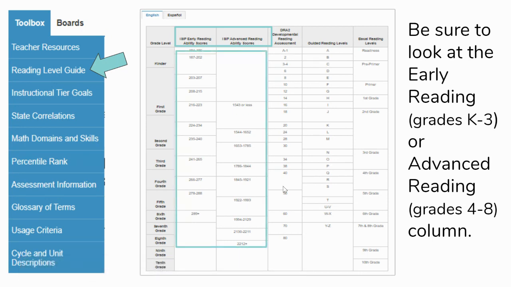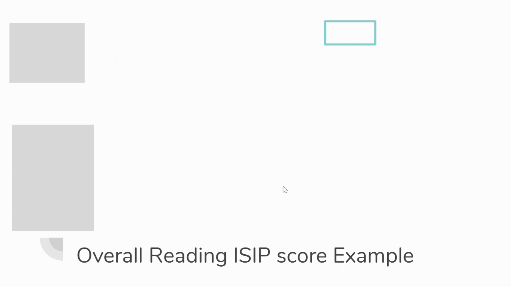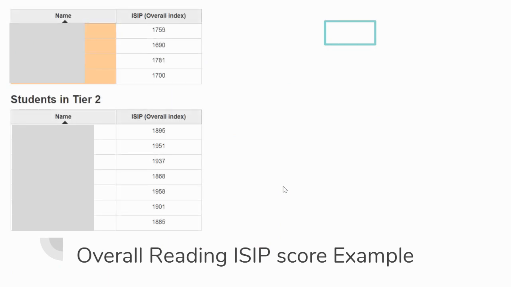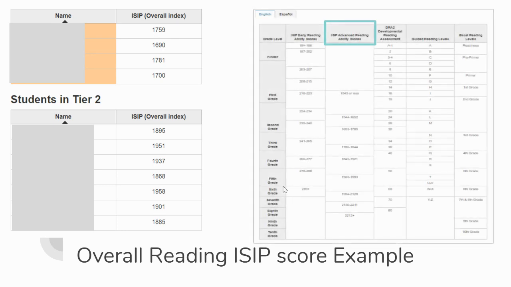So what you would do is look at your student's ISIP score, that overall reading score, and then match it to the guided reading level to the right using this chart. We'll look at an example. So here's an example of students and their ISIP overall index score from that classroom summary report. I just made this column a little larger. Because this was a 4th through 8th grade class, I need to look at the advanced reading column.